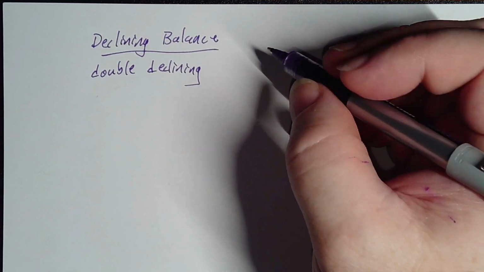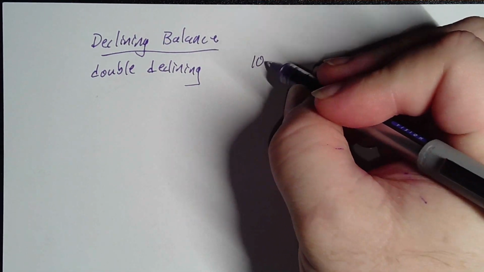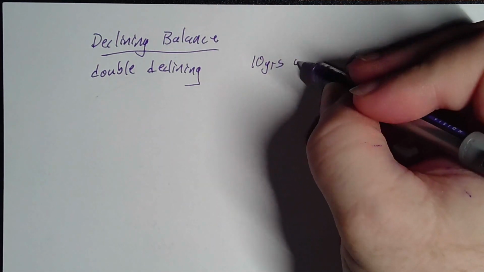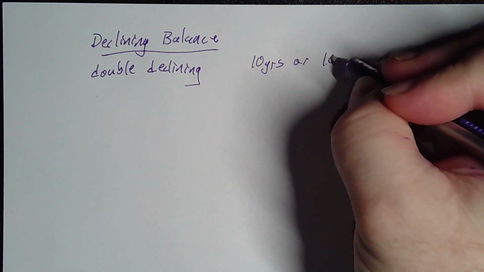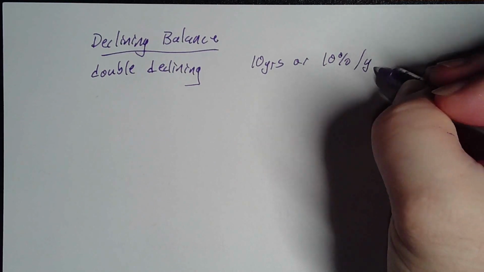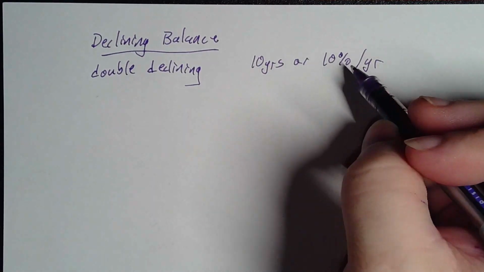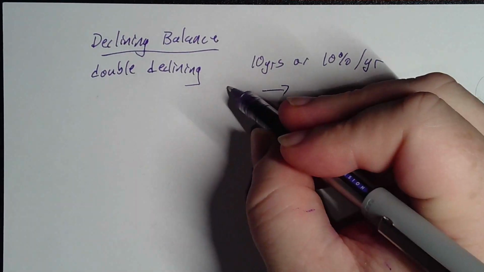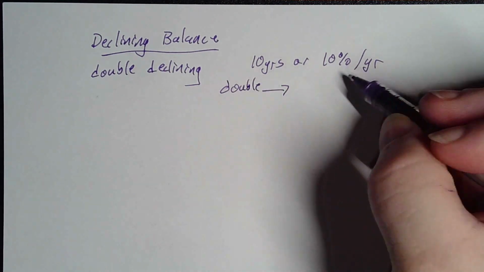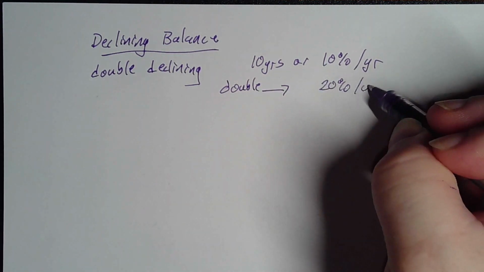So if you remember our truck, we're depreciating the truck over 10 years, so what we're actually doing is 10% per year. So double declining would double that, which would be at a rate of 20% per year.